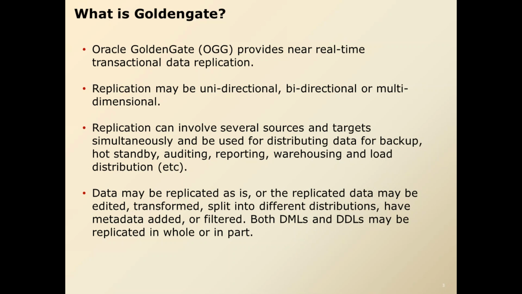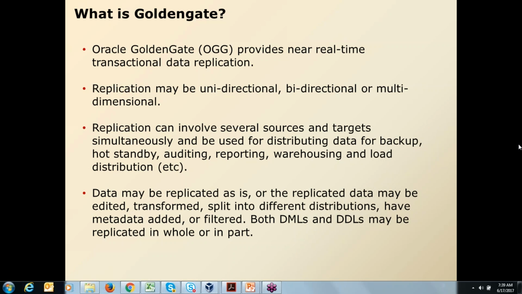One major advantage with Goldengate is you can replicate the data as it is, or the replicated data may be edited, transformed, or split into different distributions. So with Goldengate, it is possible to filter out the data or transform the data as per your requirement. By filtration, we mean that suppose on source you have 10 rows, and you want to replicate the data of 5 rows only. It is possible to do with Oracle Goldengate.